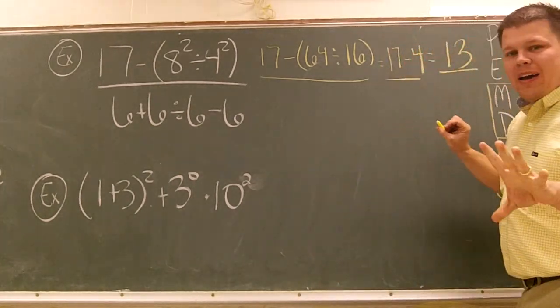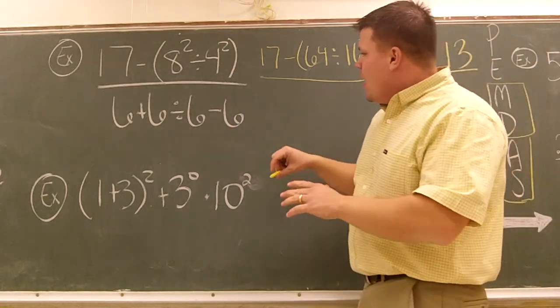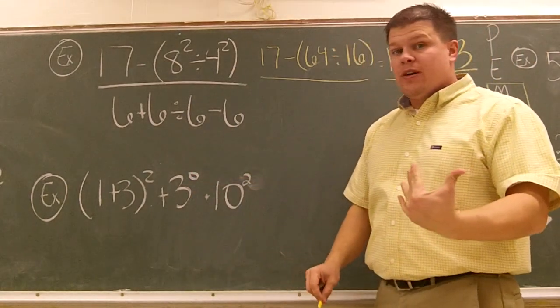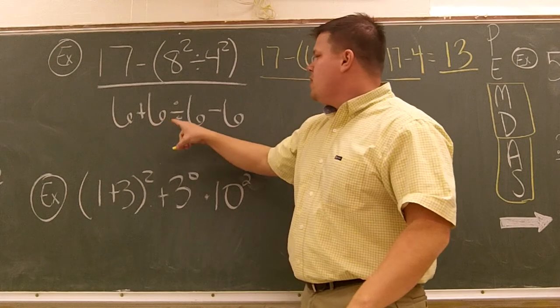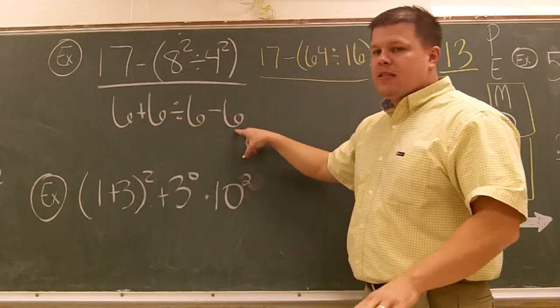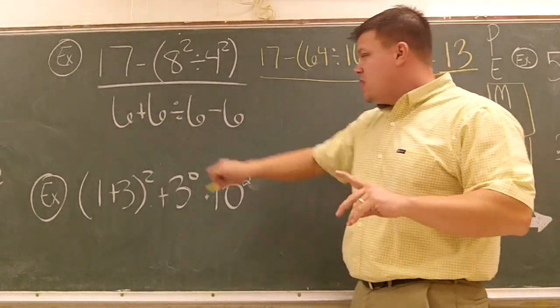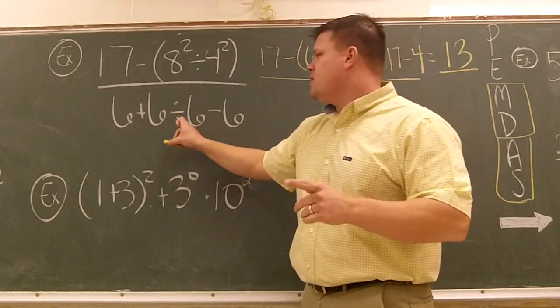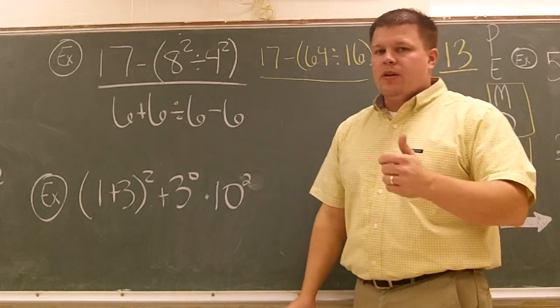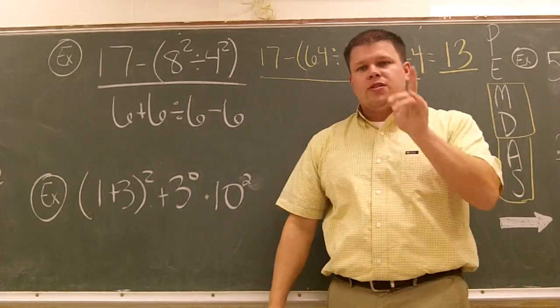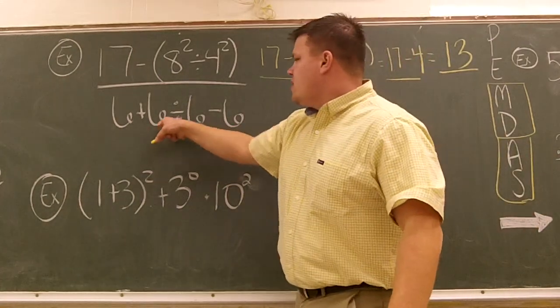So 13 is my first part of the answer. I have another expression I have to address now. I have 6 plus 6 divided by 6 minus 6. What's first? Is it plus? Is it minus? Is it divide? I hope you know. Follow the order of operations. Division is first. So I'm going to do the 6 divided by 6 first.